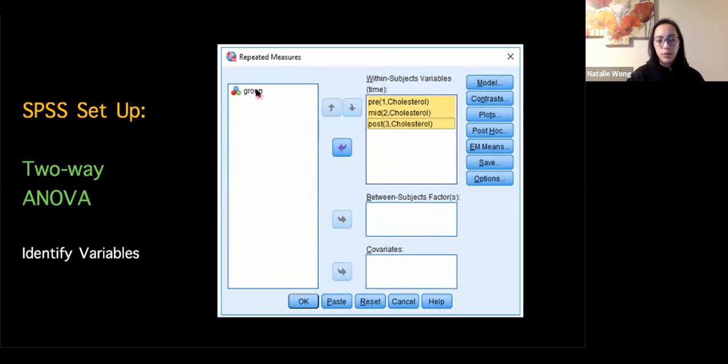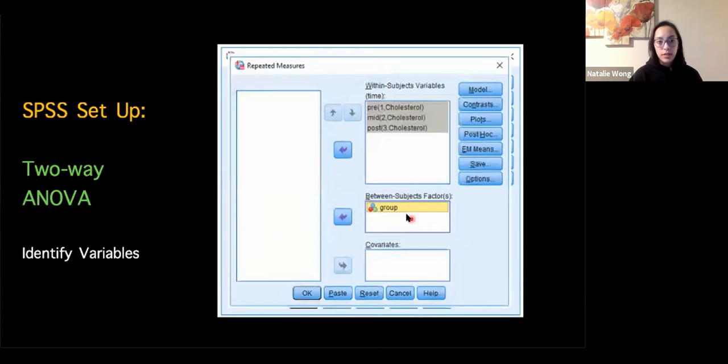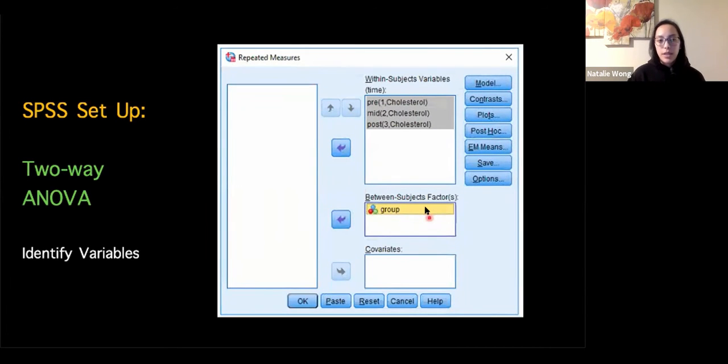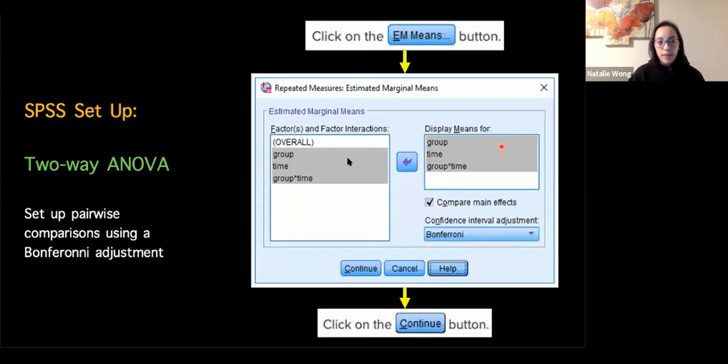And then our group or exercise intensities is our between subject factor. So that's what this box is for. You can transfer group into between subject factors. And then from there, we set up our post hocs by going to the estimated marginal means. So once you click on that button, we can then transfer all of our main effects that we're interested in looking at our post hocs for.